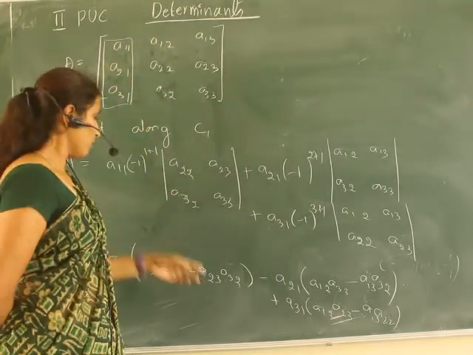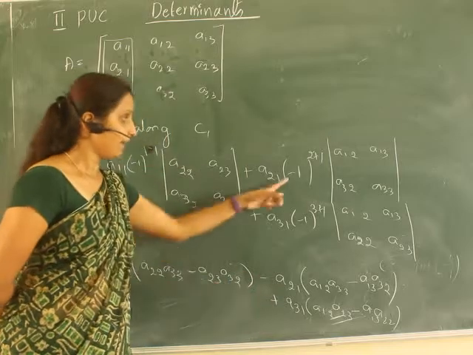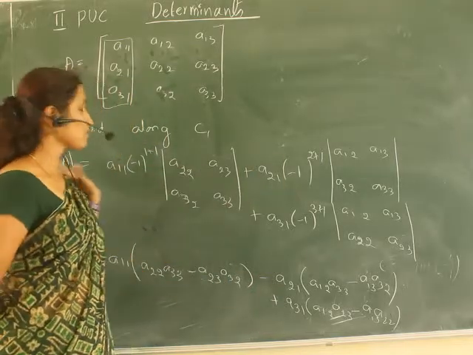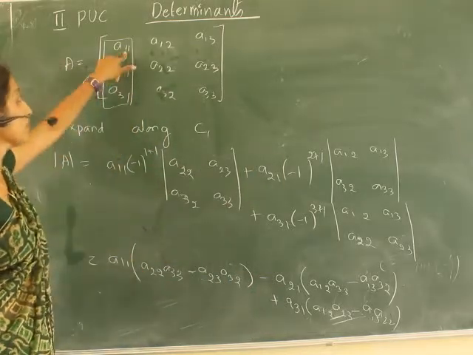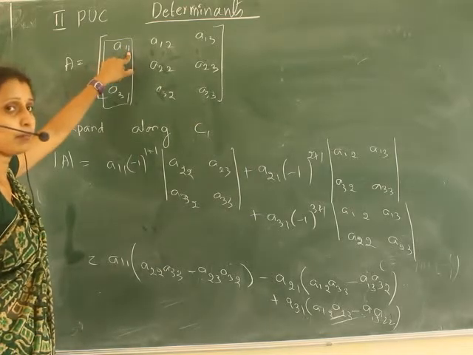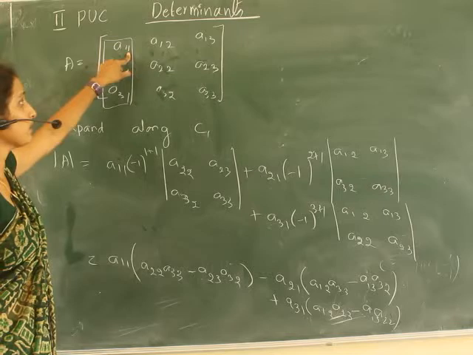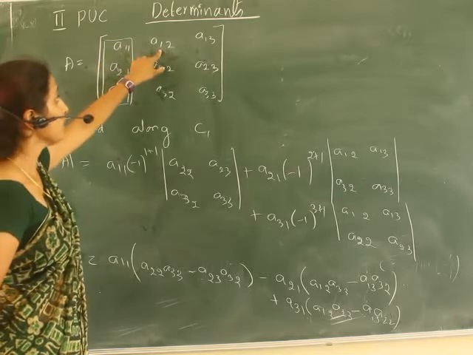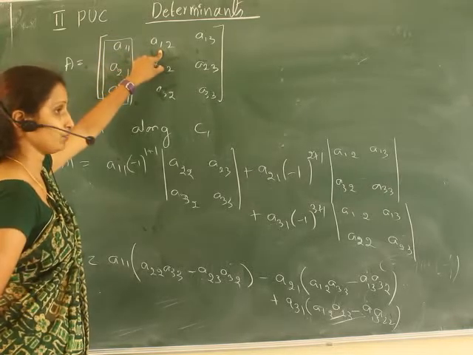So without writing this minus 1 to the power, we can make out that this will always be plus, because minus 1 to the power 1 plus 1 is an even number. Minus 1 to the power of an even number will be plus. So here, minus 1 to the power 1 plus 2.